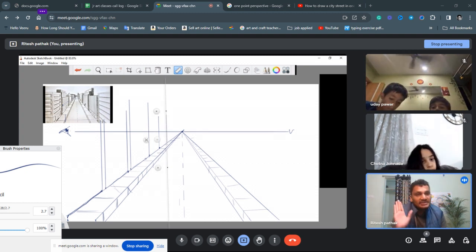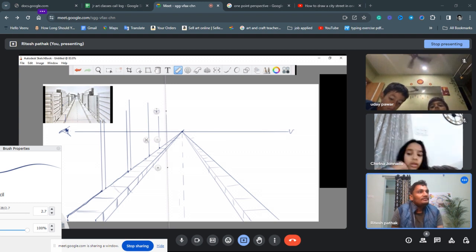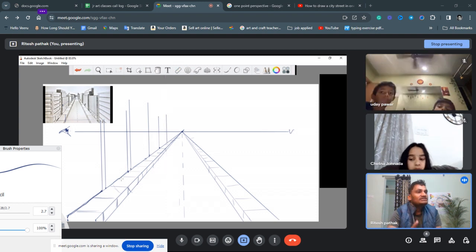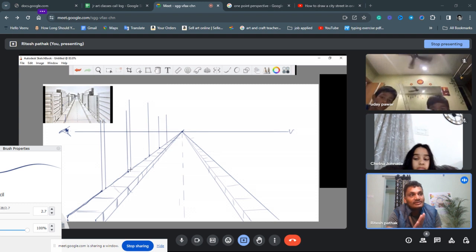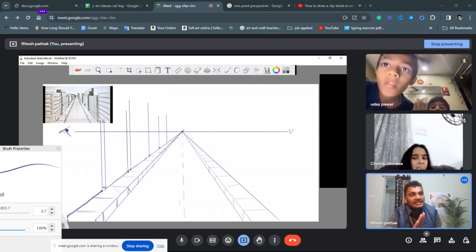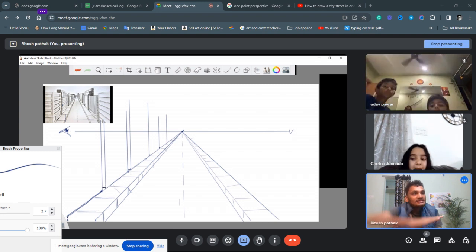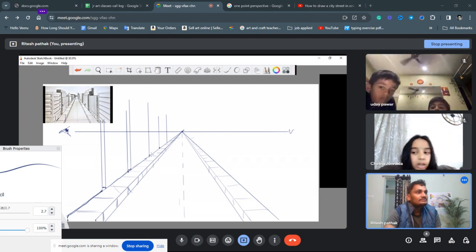Now see, we are done till here, right? Now we have to do windows, right? So here also one more thing we need to understand, guys. See, these are the lines. How will we know that the building is separated? See here, where we are giving less gap, that is the separation of our buildings, right? And there you have to do sleeping lines, right? Can you see? I am doing sleeping lines.